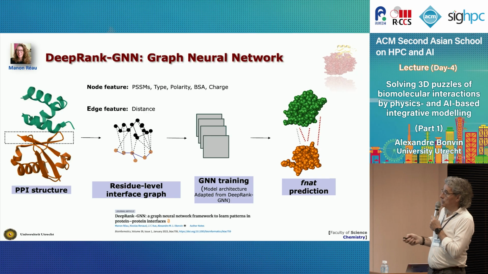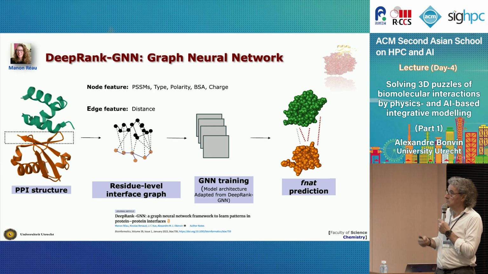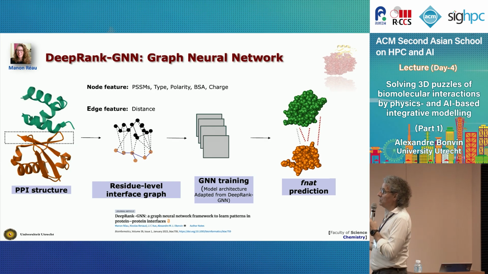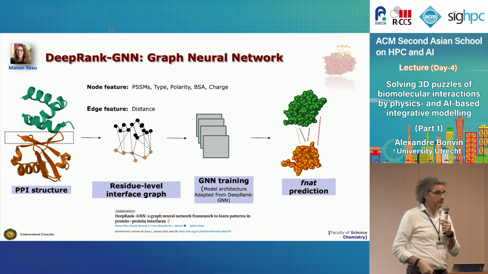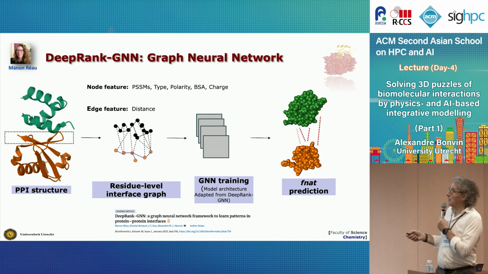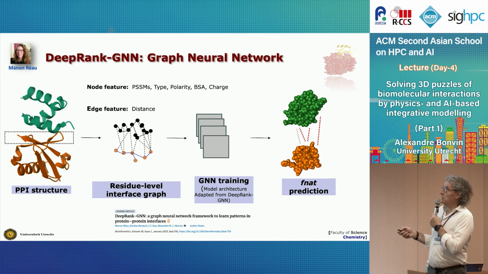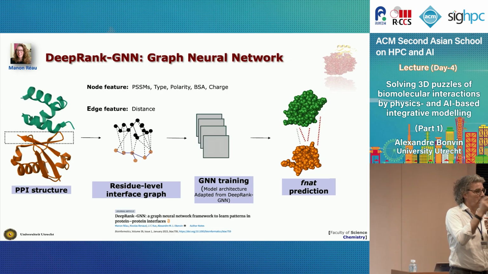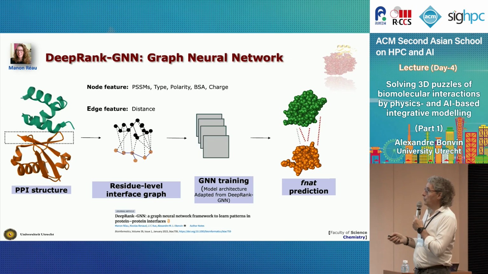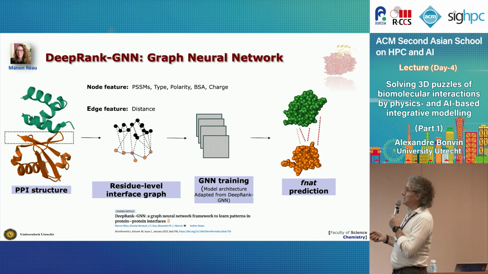And then you associate, so the edges, the connections, will be between the amino acids that are close in space in your interface. And we distinguish between intermolecular connections and intramolecular connections. And the features, the nodes, are basically the amino acids in your system. And you associate features to those, which could be the type of amino acid, polarity, charge, but also the position-specific scoring matrix, which is basically a measure of conservation of that particular amino acid. To calculate this, you need a multiple sequence alignment.